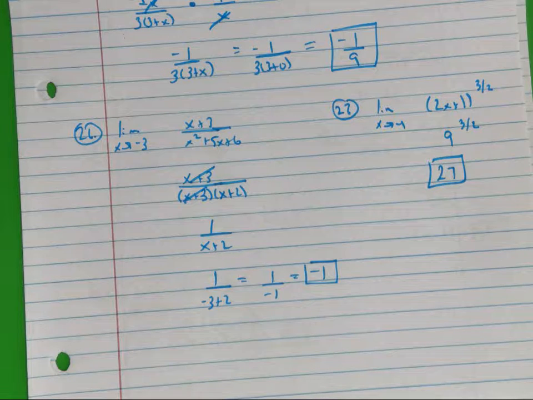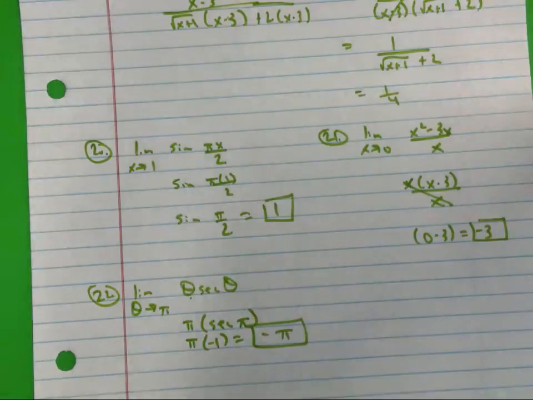So 9 to the 3 halves. Am I taking the cube root or the square root? Square root. Roots live underground. Square root of 9 is 3. 3 cubed is 27. That's how I got that. Alright, let's look at number 23.